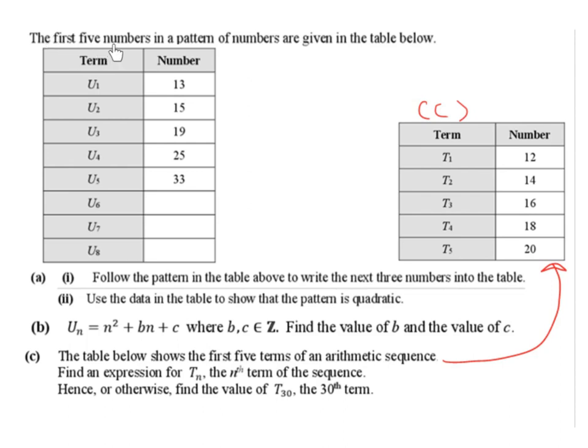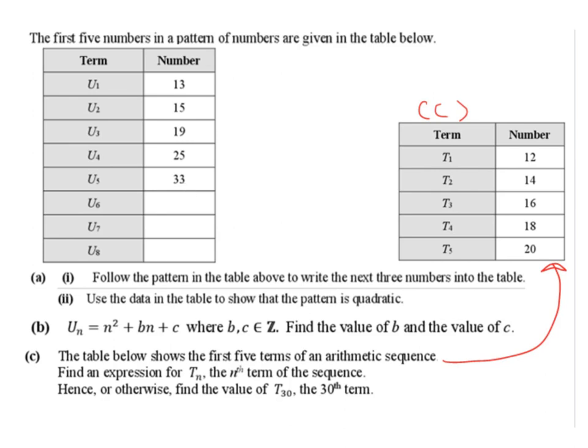The first 5 numbers in a pattern of numbers are given in the table below. So we have our term numbers and then the actual numbers in our pattern. So U1 or term 1 is 13, U2 or term 2 is 15, U3 or term 3 is 19, U4 or term 4 is 25, U5 or term 5 is 33.